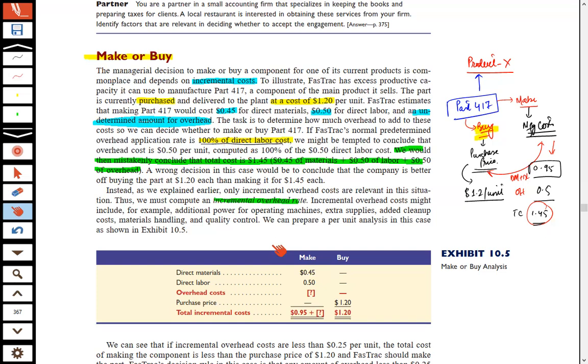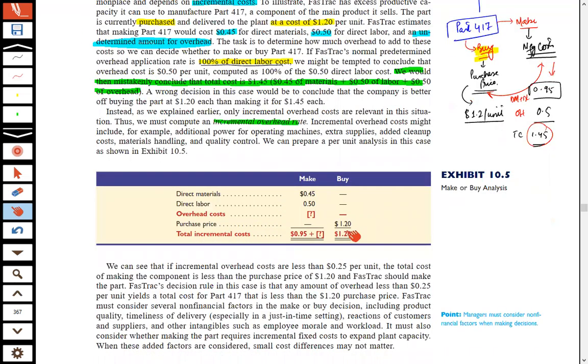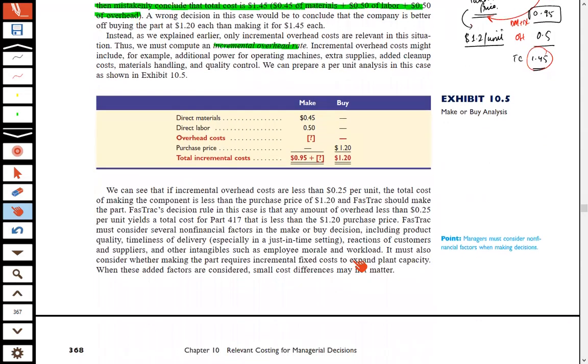Okay. Now this is just columnar analysis. If we make it, then we have to incur 0.45 of material, 0.5 of labor, but overhead is unknown. So the total cost would be 0.95 plus an unknown overhead cost. And if we buy it, the simple direct cost is 1.2. Now we can see that if incremental overhead costs are less than 0.25, the total cost for making the component is less than the purchase price of 1.2, and Fast Track should make the part.